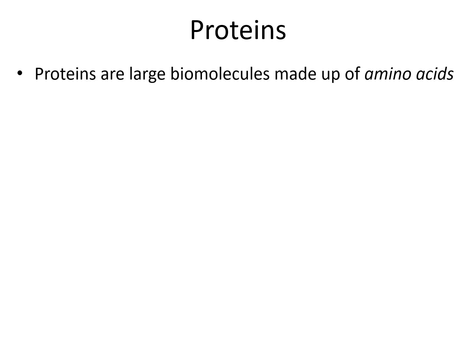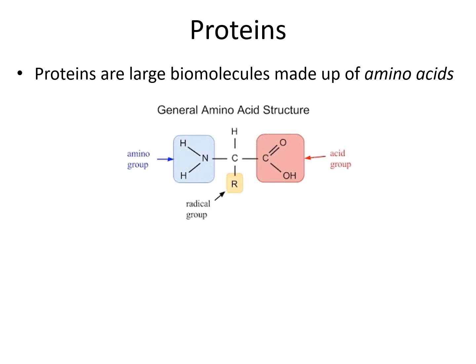Okay, so first off, what are proteins? Proteins are large molecules made up of what are called amino acids. Amino acids all have a very similar structure. They all have what is called an amino group right here, this NH2 group, and they also have an acid group right here. Then they have a central carbon and a hydrogen.